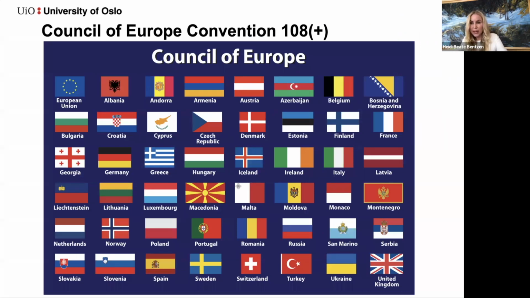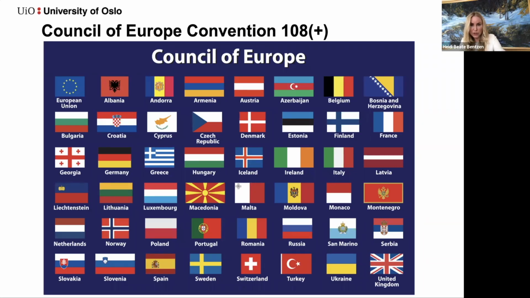If I switch away now from the GDPR and see, well, how did we actually get the GDPR at all? Well, it has a mother, and the mother is the Council of Europe Convention 108, which now also exists in a modernized version. That is the only internationally legally binding instrument in the field open to any country. And there are currently 55 countries worldwide bound to that convention. It's all the countries you see on this slide.